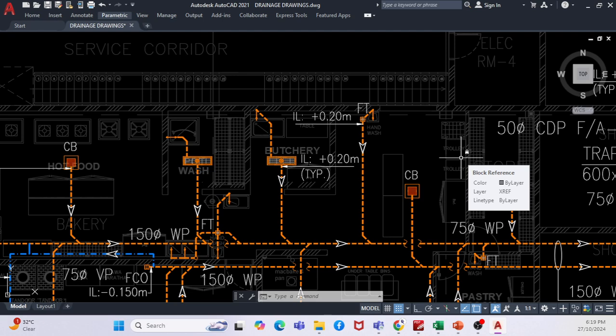This depends upon the project. For example, if you go to a supermarket or shopping mall, the people occupancy will be very high, right? The usage will be very high. So there they will take a more safety factor, and they will increase the pipe size.